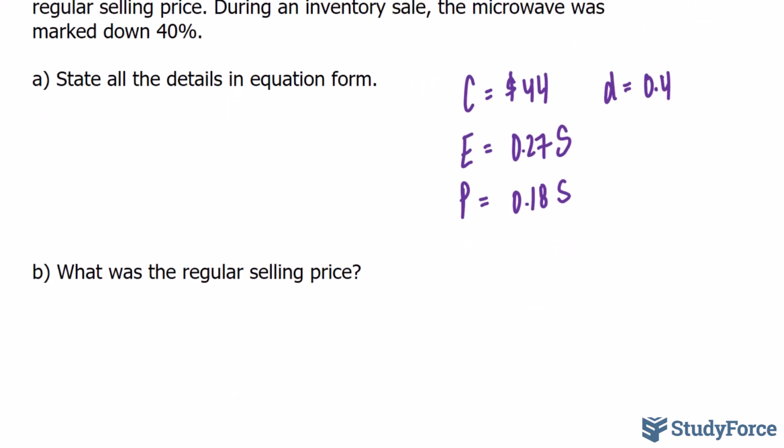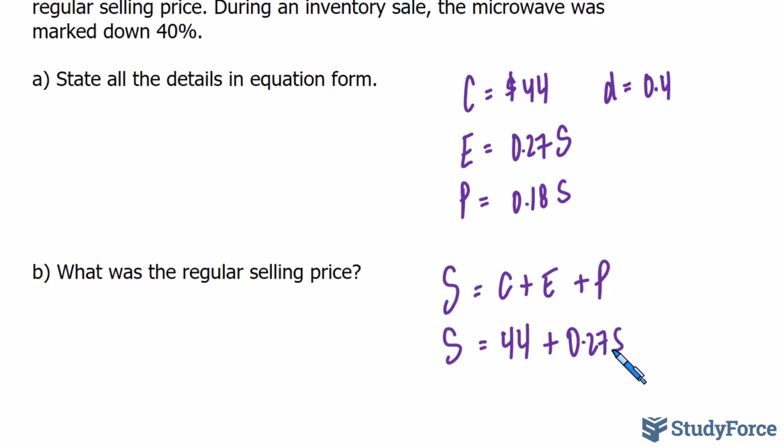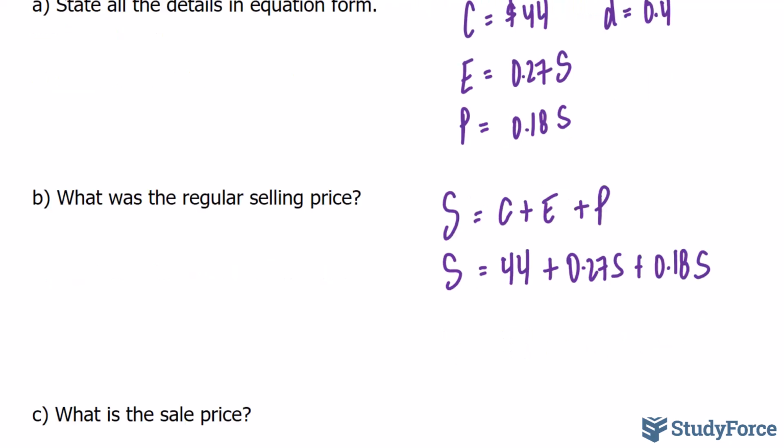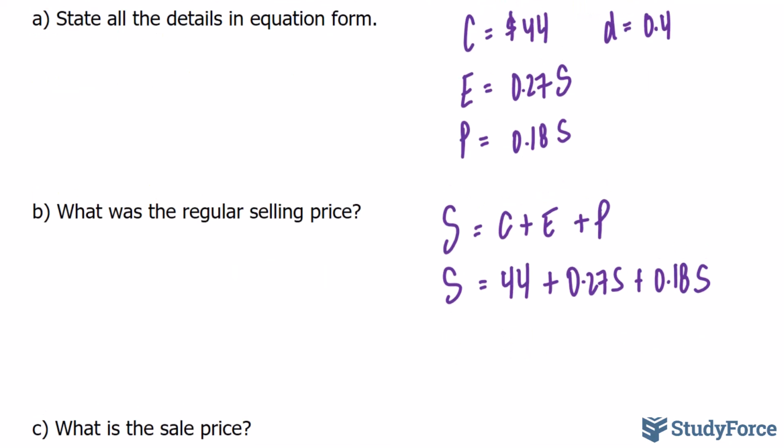In part B, what was the regular selling price? Remember that regular selling price, S, is equal to your cost plus your expenses plus your profit. Now to find S, we will substitute everything we know. We know that C is 44, and E is 0.27S, and P is 0.18S. The nice thing about this equation, just like in the previous example of this series, is that we have an equation that contains the variable S, therefore it can be isolated and solved for.